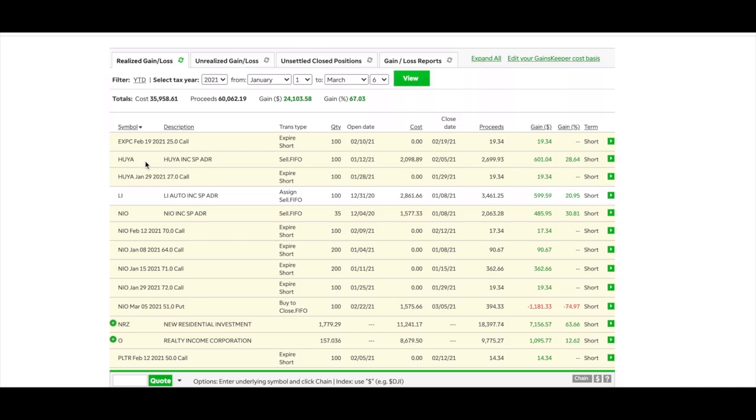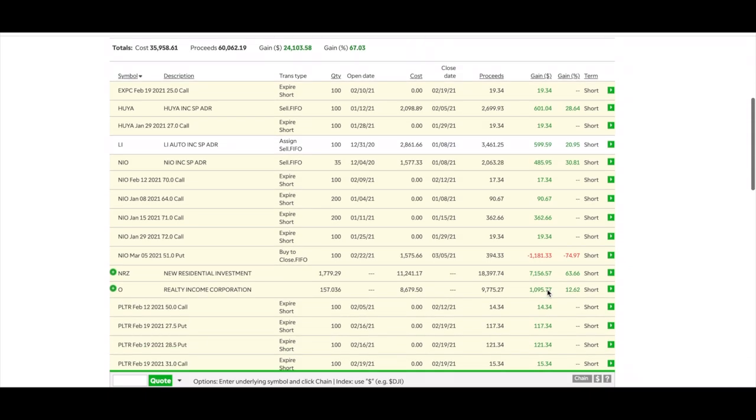Another stock that I was holding was Huya. I sold a covered call on this. You can see it was $19 here. I had Li Auto and NIO shares, 35 shares I sold, and I did covered calls on these. You can see covered calls, covered calls, covered calls. These are all short positions here. And I collected $17, not a lot, $90 on one, and $300 on another one. And then this was another call here.